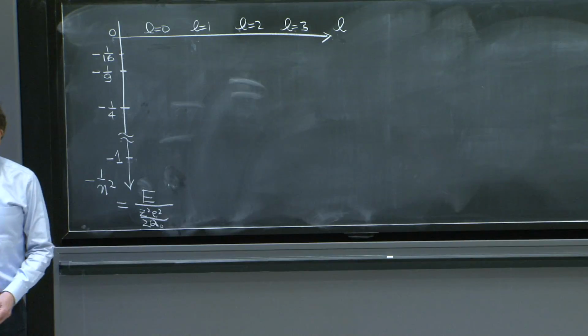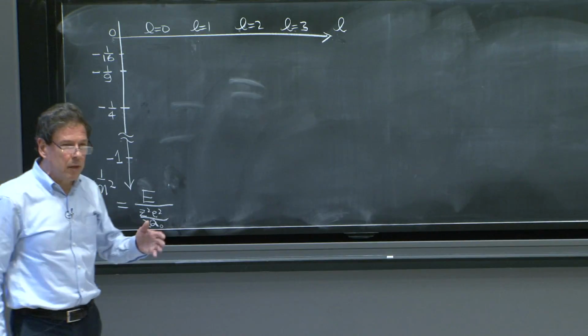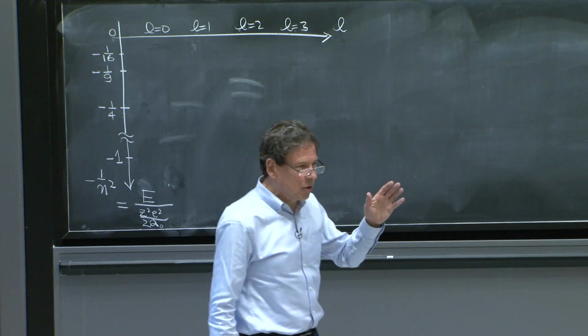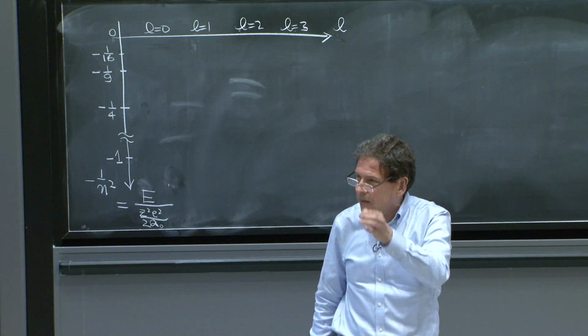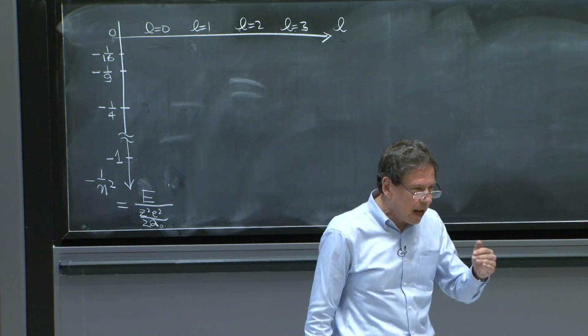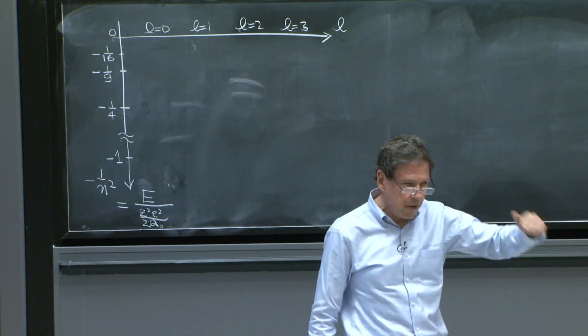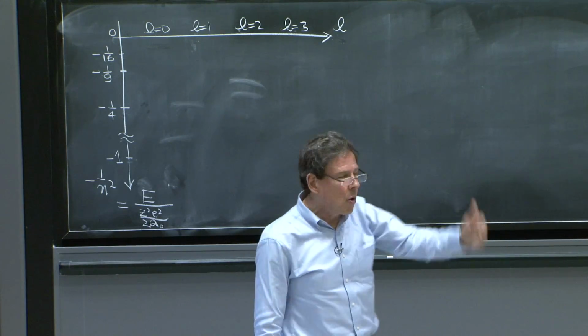So this corresponds to the idea that you already know that if you're solving a central potential problem, you have to solve a radial equation for different values of L. Each time another L. L equals 0, L equals 1, L equals 2. You go on with them.